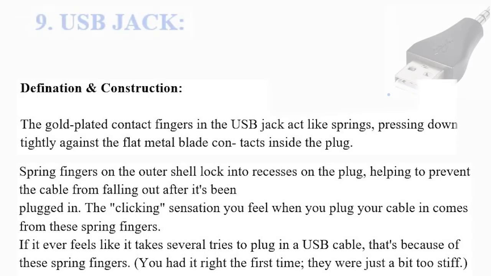At 9 we have USB jack. Definition and construction. The gold-plated contact fingers in a USB jack act like springs, pressing down tightly against the flat metal blade contacts inside the plug. Spring fingers on the outer shell lock into the plug, helping to prevent the cable from falling off when it is being plugged in. The clicking sensation you feel when you plug your cable in comes from the spring fingers.